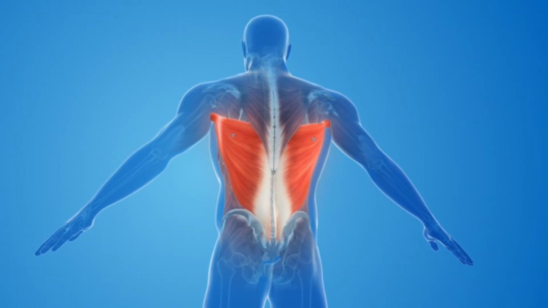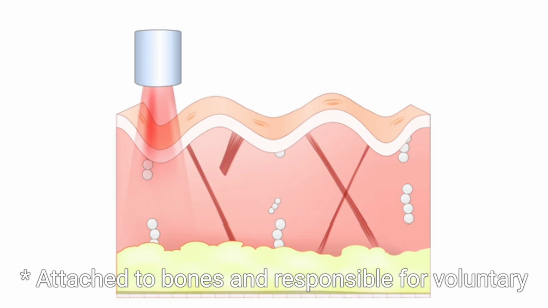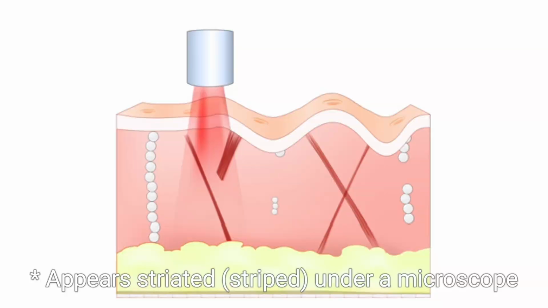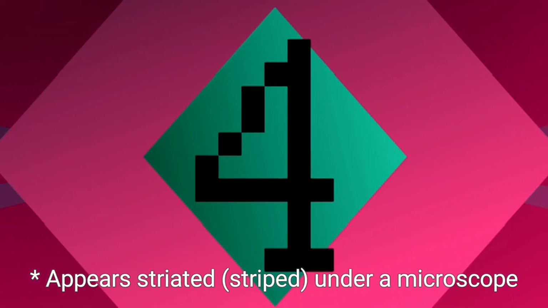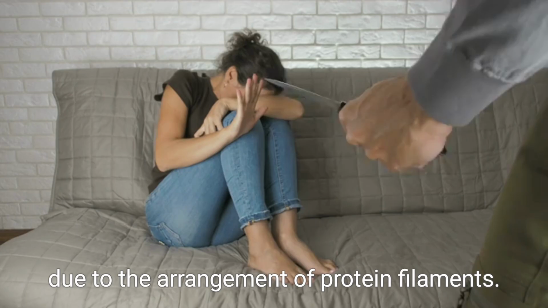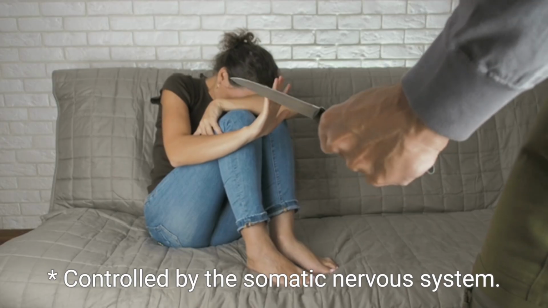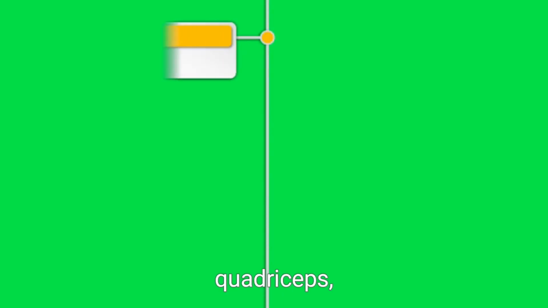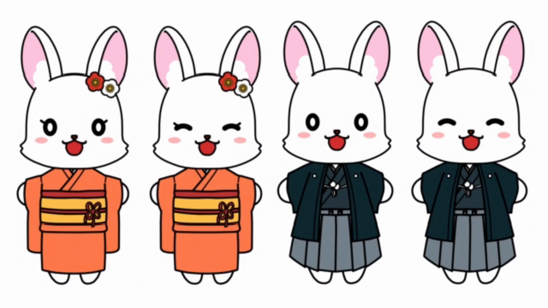Skeletal muscle, attached to bones and responsible for voluntary movements. Appears striated, striped, under a microscope due to the arrangement of protein filaments. Controlled by the somatic nervous system. Examples: biceps, quadriceps, and muscles involved in facial expressions.